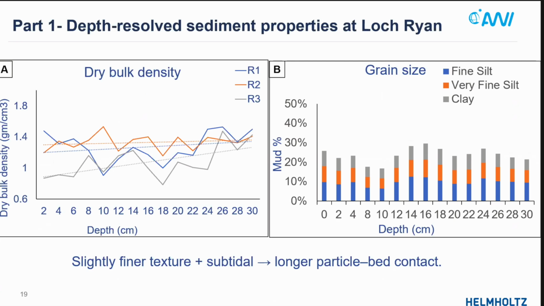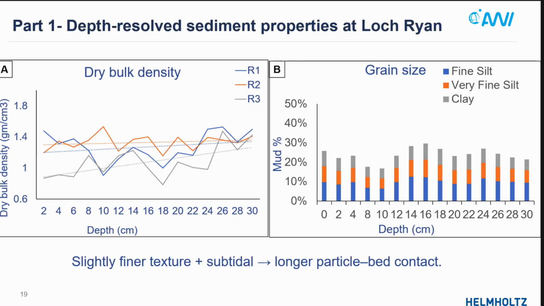So it indicates that a continuous submergence and slightly finer texture reduces physical shifting of the top layer, or the surface sediment layer, and it also lengthens the particle and sediment-seafloor contact, and it favors organic carbon retention. So the subtidal bed showed more sustained coupling between pelagic supply and benthic storage.